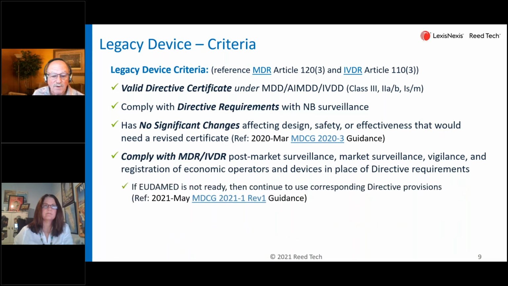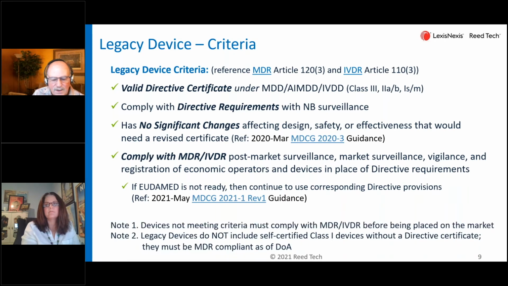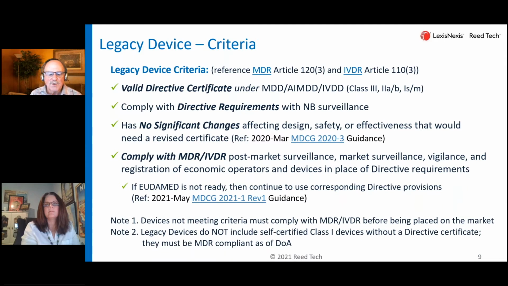Now, this brings up a question. What if UDI is not up and running, and I'm in this period of transition where I have this legacy device? That's exactly where we are today. So we're past the date of application. Legacy devices are continually placed on the market, but UDI is not fully ready. So there's only one module out there right now. So this guidance document talks a little bit more about that detail. And basically the guideline is continue to use the corresponding directive provisions until UDI is ready. So just a couple notes here before we move on.